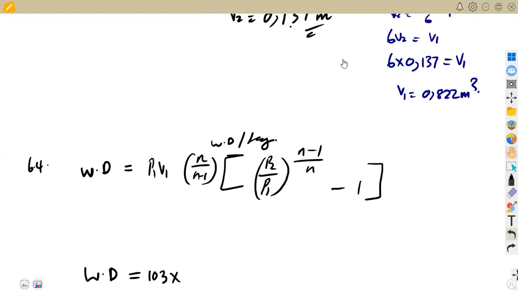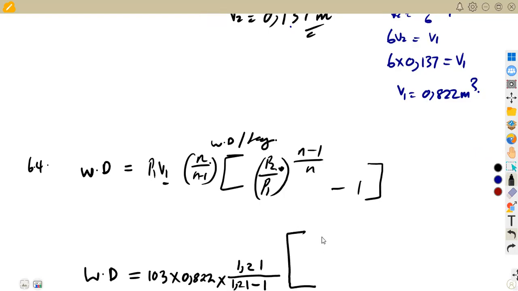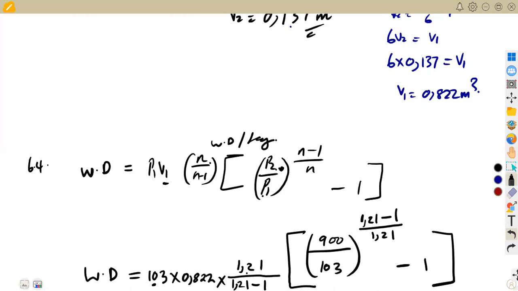So here we are going to multiply by V1, which is 0.822 times. Remember, we calculated our n, we got 1.21. So I'm just going to write this 1.21 over 1.21 minus 1. Then this whole part into P2. Remember, P2 was 900 kilopascal, over P1, that's 103, everything to the exponent of n minus 1 over n, so it's 1.21 minus 1 over 1.21, everything minus 1 like this. All right, so that's it.